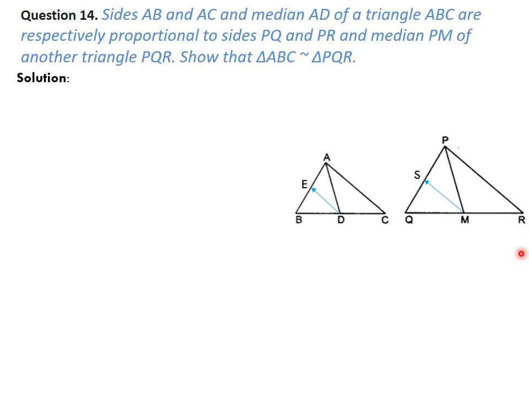In a previous sum, we had a similar type of structure and conditions, and we had to prove that the two triangles are similar. But in that case, the side AB was proportional to PQ, BC was proportional to QR, and AD was proportional to PM. That means these two sides were in proportion with the corresponding sides, so we had to prove that this angle was equal to this one. But in this case, it is said that these three sides are proportional to the corresponding sides of the other triangle.